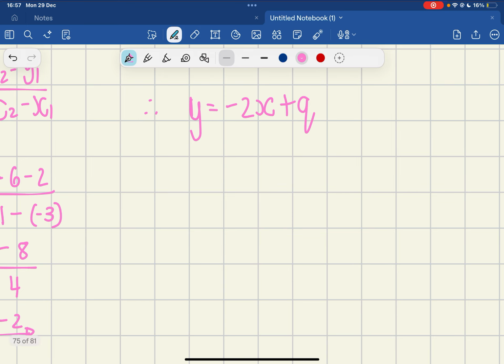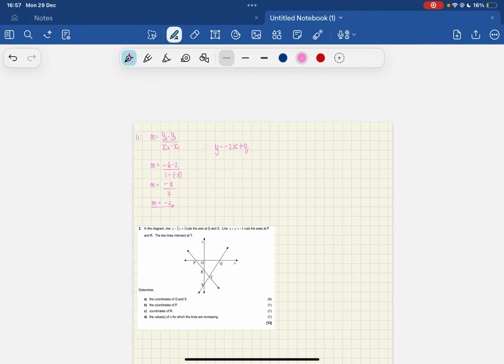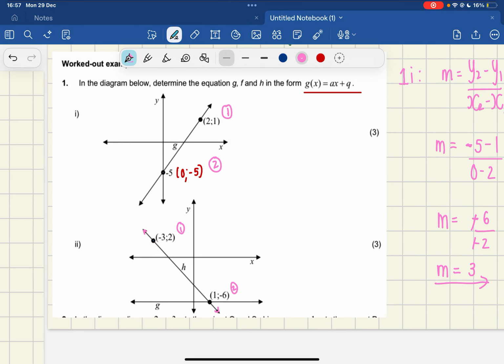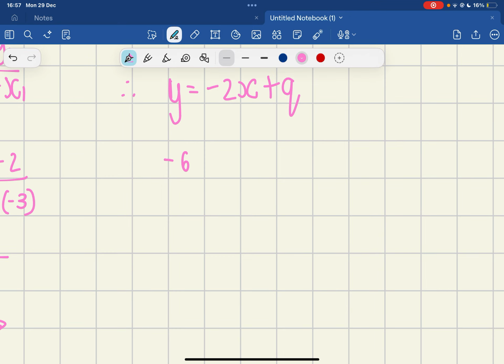Now from there on, let's plug in a point. We can plug in a point at x and a point at y. What point are we going to be using? You can use any one at random. Let me just use point 2. And y is -6 and x is 1. So we'll have -6 is equal to -2(1) plus q. So -4 is equal to q. Therefore y is equal to -2x minus 4.